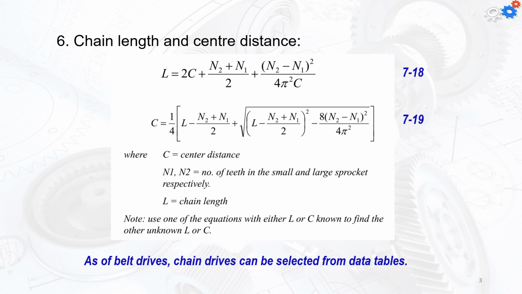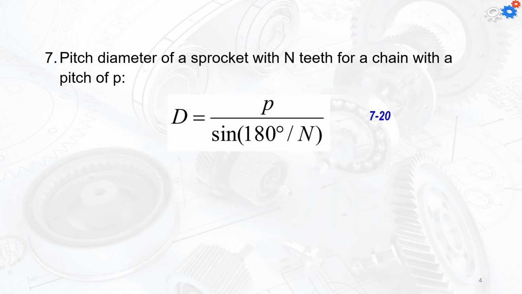Chain length and center distance can be calculated using equations 7-18 and 7-19. As for the drive, the chain drive can be selected from the data tables. The pitch diameter of sprockets with n teeth for a chain with a pitch value of p can be calculated by using equation 7-20.